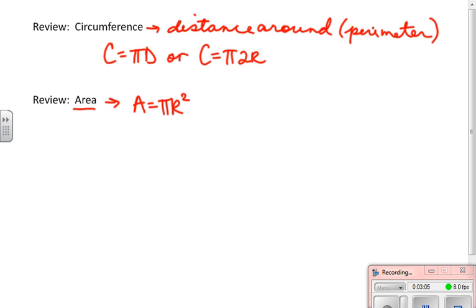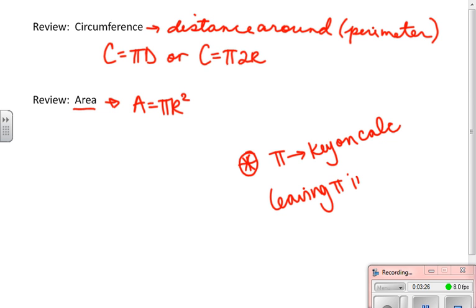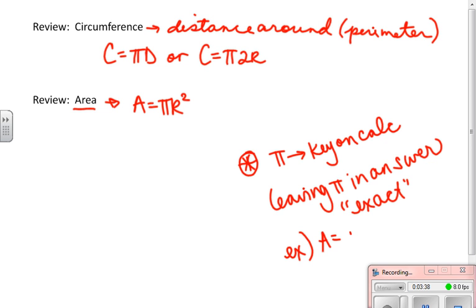These two formulas are on your cheat sheet, but they're ones that you probably should just know. As a matter of point, always use the pi key on your calculator. It will insert way more decimal points than just 3.14, and in fact, leaving pi in an answer is typically best. It makes it an exact answer. So we talk about the area could be equal to 8 pi units squared, and that would be a better answer than whatever 8 times 3.14 blah blah blah is.